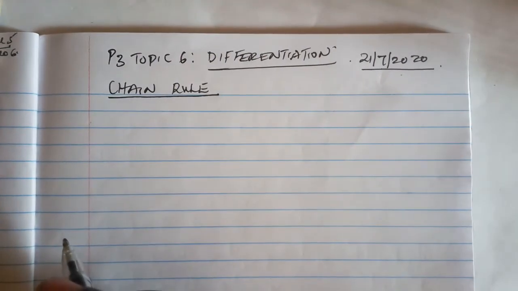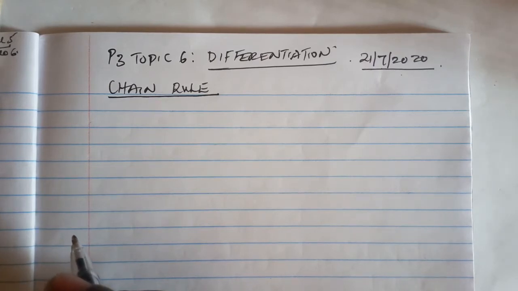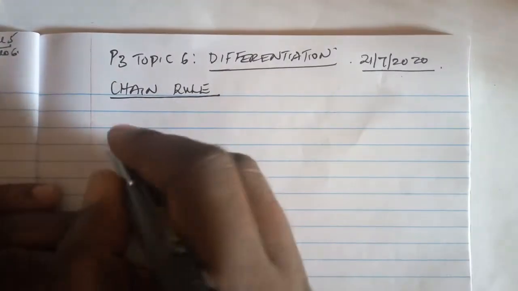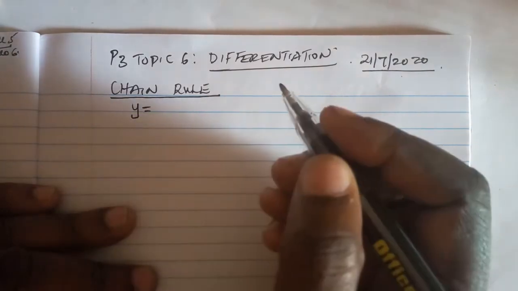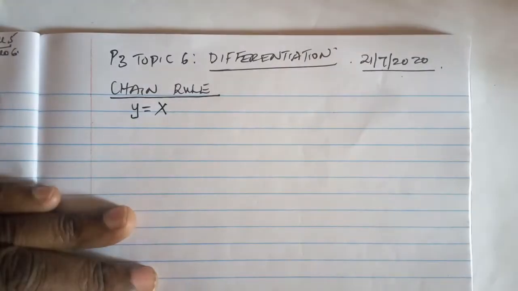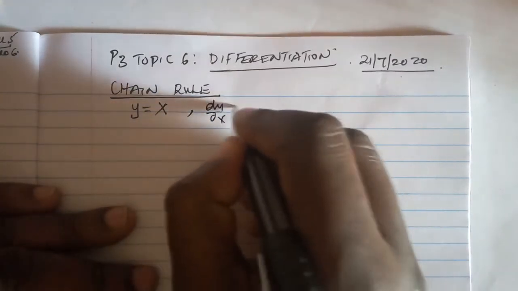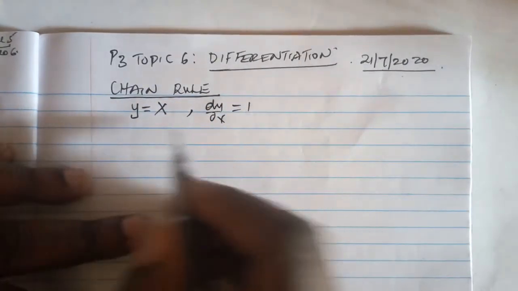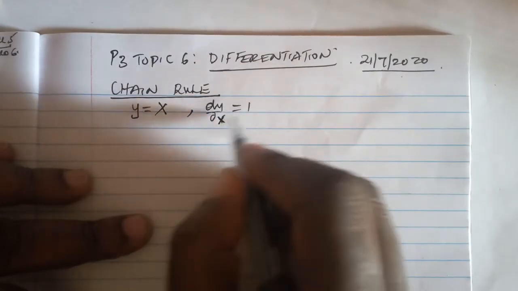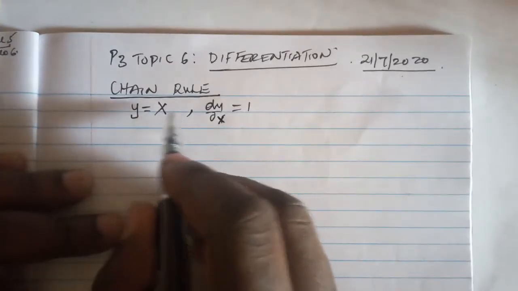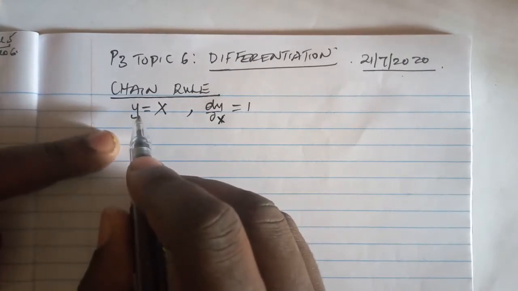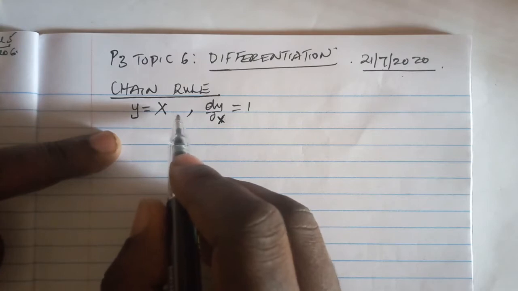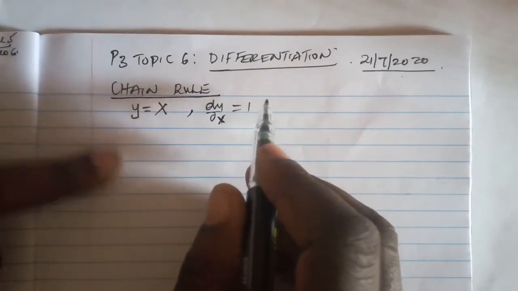Sometimes you will find some expressions or functions that are not as direct as you have always experienced. You are used to dy dx. You are used to having y as a function of x. Let's just be simple, and the dy dx in this case is 1. I want to remind you, every time you have a function that is in terms of x, it is very easy to find dy dx.